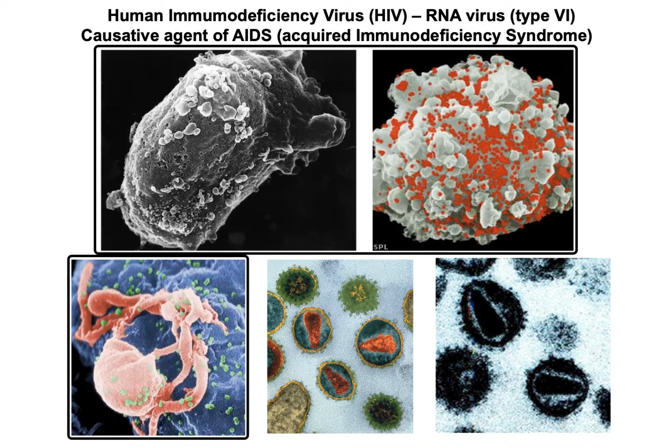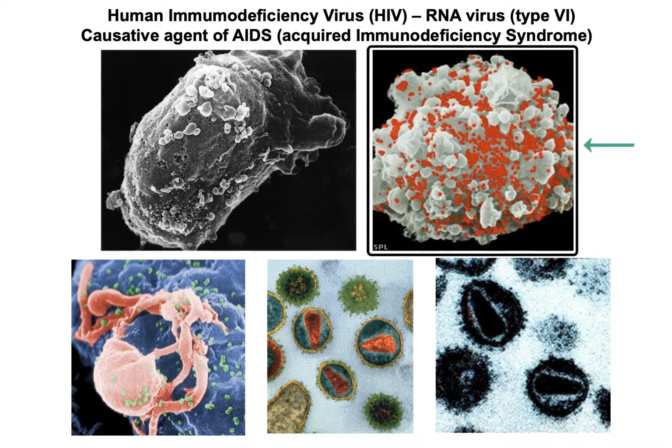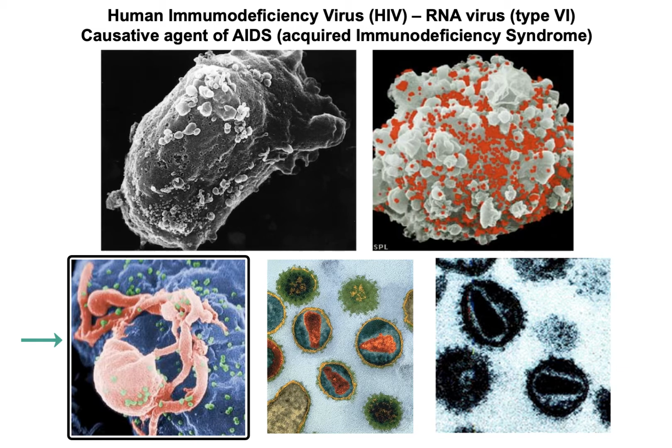These are scanning electron micrographs and transmission electron micrographs of HIV. Here they are coating a T cell on the top over here. You can also see the tiny green particles. Those are the HIV particles on the cells. These are false colors, so they're not actually green.